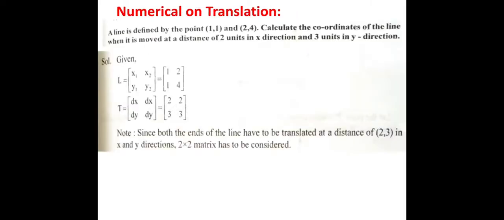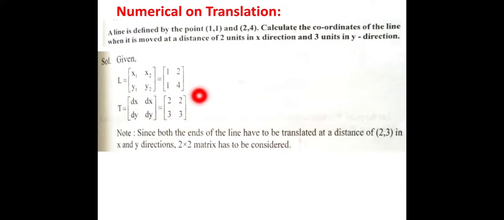First we'll discuss a numerical on translation. Here the problem definition is: a line is defined by the points (1, 1) and (2, 4). We need to calculate the coordinates of the line when it is moved a distance of 2 units in the x direction and 3 units in the y direction.